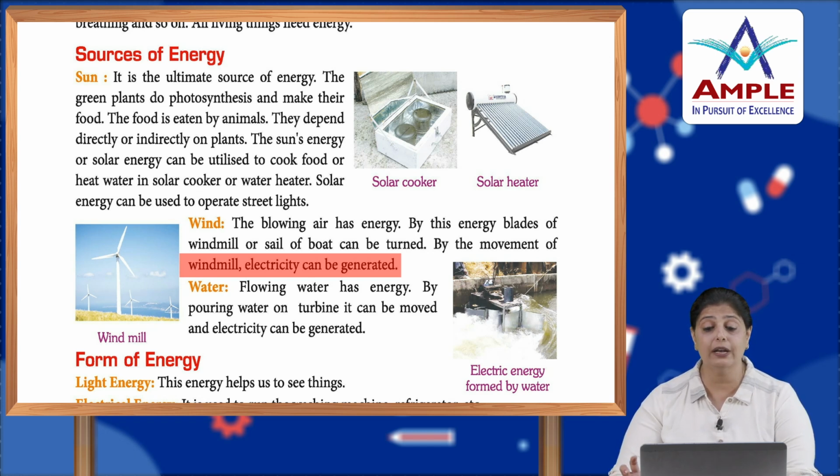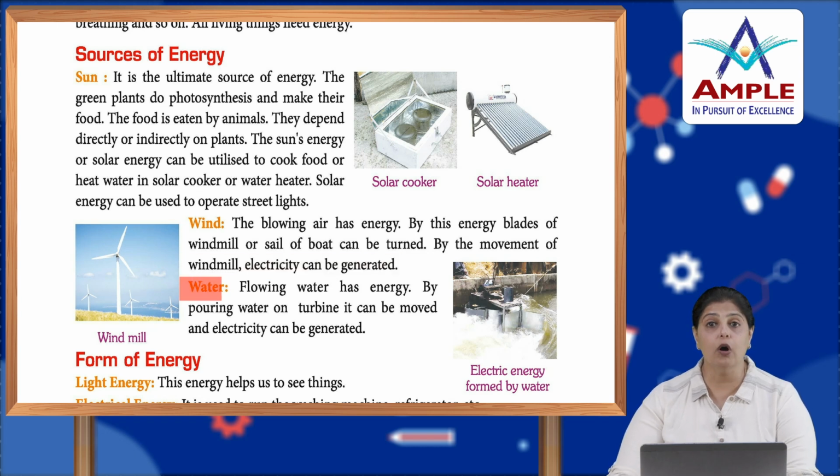Now, what happens over here? The air that is flowing around us has energy in it. Now, by this energy, the blades of the windmill move, like how our fan moves. Similarly, a windmill also has blades. The way the fan has blades, even the windmills have blades. So, the blades of the windmill move, or the sail of a boat can be turned. So, by this movement of the windmill, electricity can be generated.